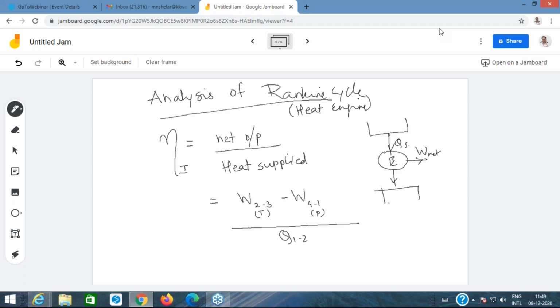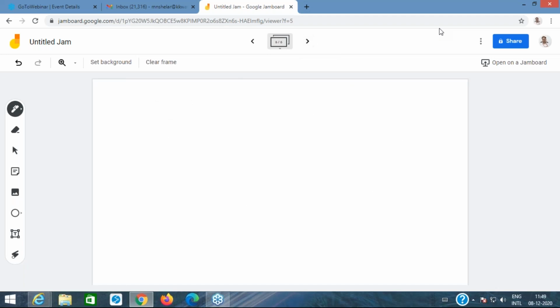Now let me get the expression for turbine work, pump work and heat supplied by using the first law analysis. So how do I analyze this Rankine cycle using the first law? For that we need to apply the steady flow energy equation to each of these components. Steady flow energy equation is applicable to which system? Closed system or open system?